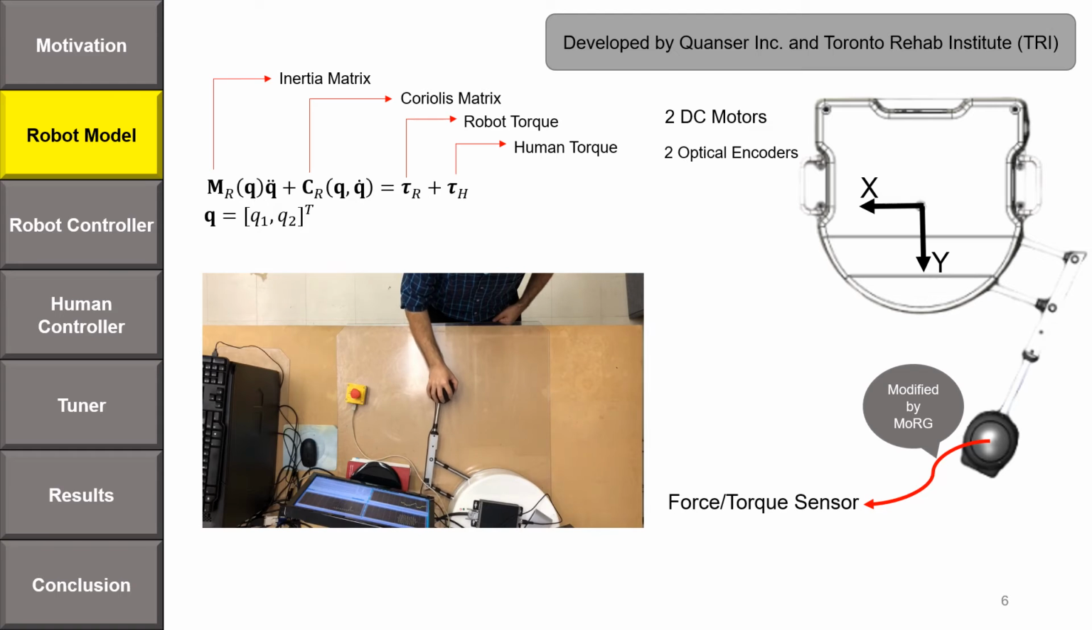Our robot is developed by Quansor Company and Toronto Rehabilitation Institute. A force torque sensor is also mounted on the end effector in our group. The robot itself is a parallel 2 degrees of freedom 4 linkage mechanism. It is fully actuated with 2 DC motors. The joint angles are measured by 2 optical encoders. The patient grabs the end effector and the robot provides upper extremity planar rehabilitation practices in the horizontal plane of motion.